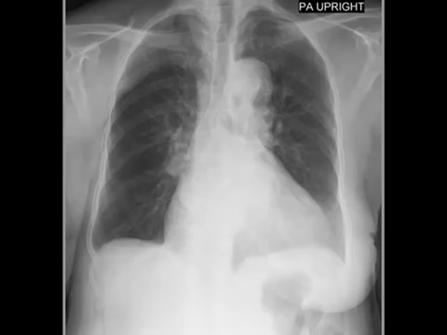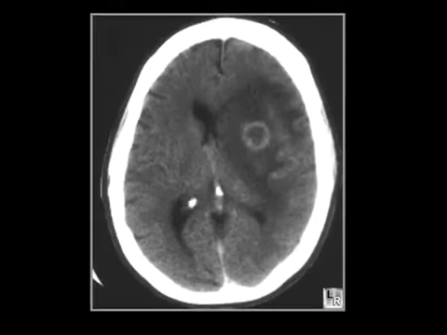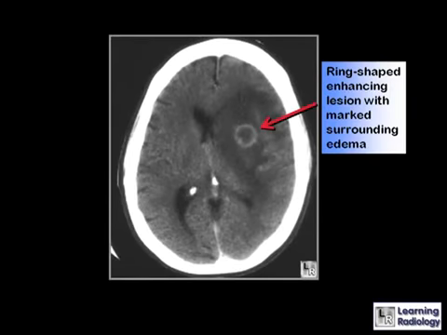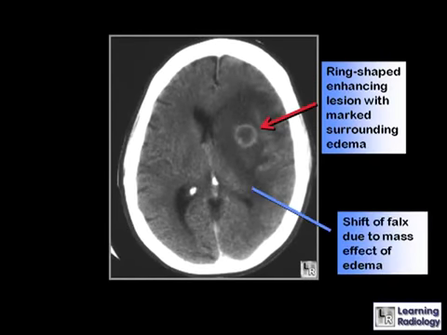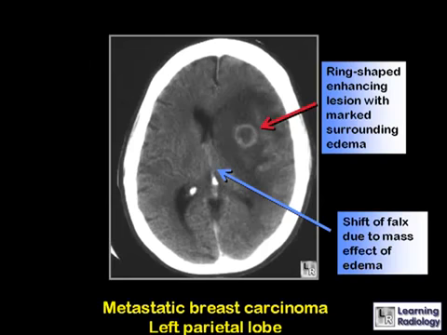In this case, the right breast is surgically absent. The lesion that you're looking at is a ring-enhancing lesion with marked surrounding edema. It's producing a shift of the falx due to the mass effect of the edema, and this is an example of metastatic breast carcinoma to the left parietal lobe of the brain.